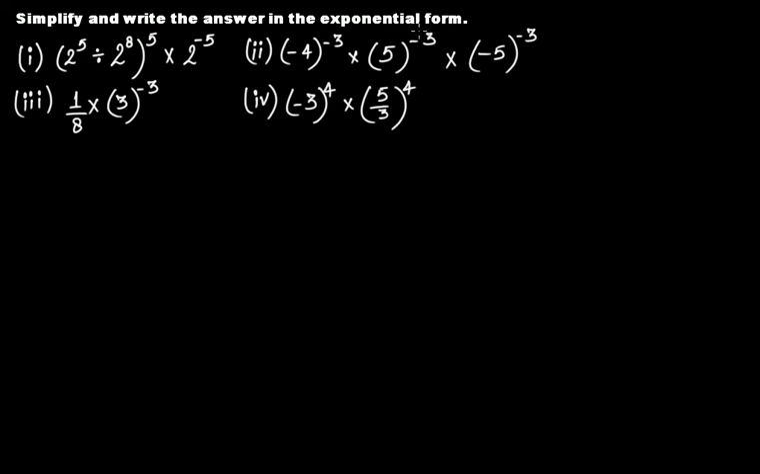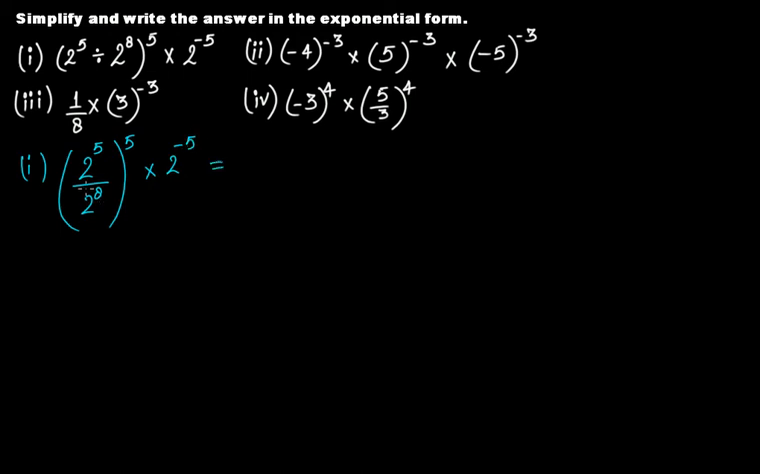Simplify and write the answer in exponential form. Let's solve this first one. Your first one is 2 raised to the power of 5 divided by 2 raised to the power of 8. This can be written as 2 raised to the power of 5 divided by 2 raised to the power of 8, and this whole is raised to the power of 5, and this is multiplied by 2 raised to the power of minus 5.